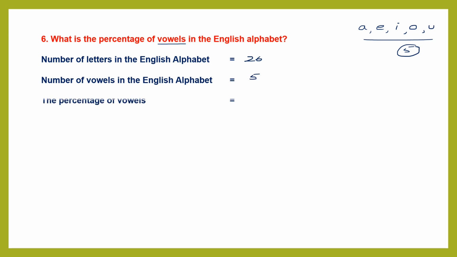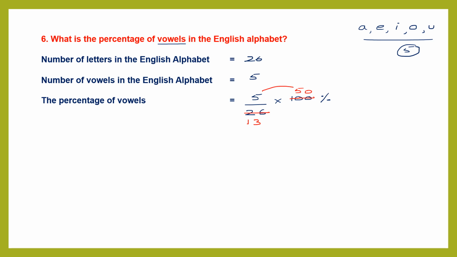Now we have to find the percentage of vowels. So how do we do it? We take the number of vowels divided by the total number of letters and multiply this by 100%. So here let's see what we can cancel. We can cancel 26 and 100 both by 2. So let's do that. So 26: 2 ones are 2, 2 threes are 6, 2 into 13 is 26. And here 2 fives are 10 and add this 0, 50, 2 into 50 is 100.